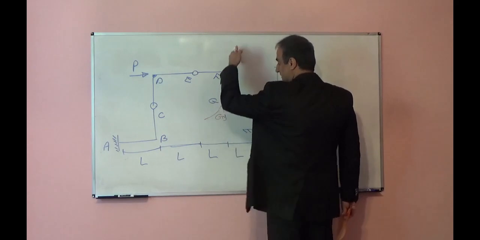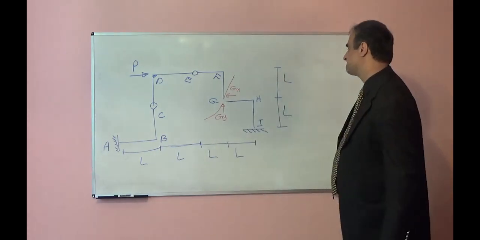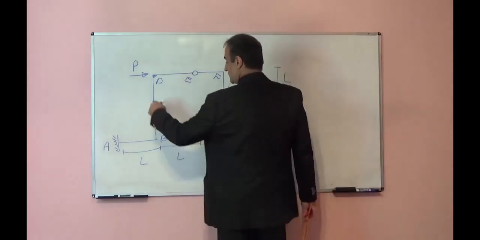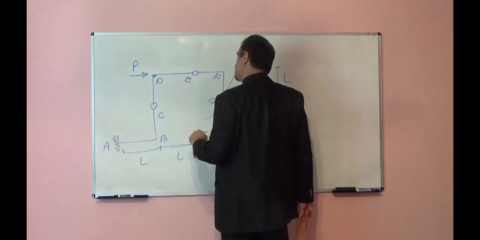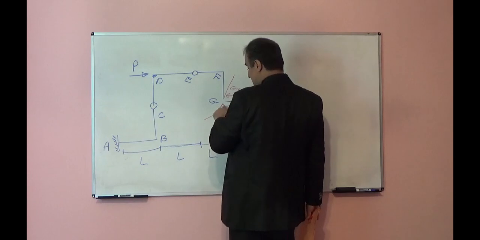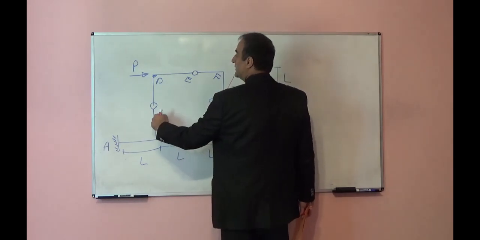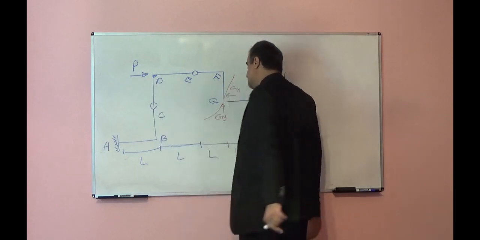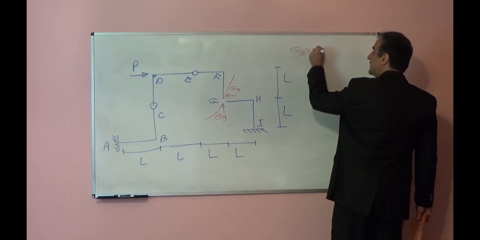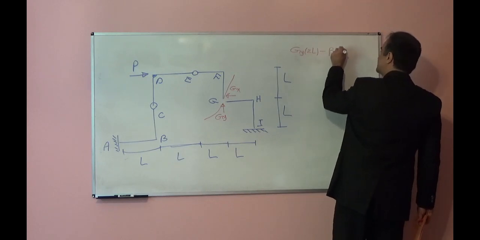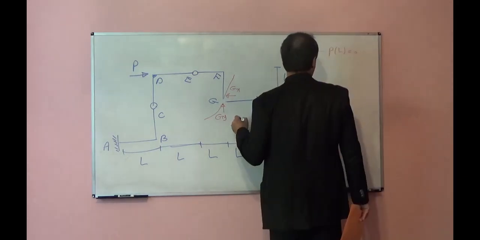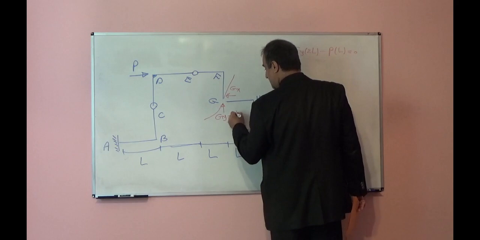If I cut through hinge G and write the summation of moments for this top part with respect to point C, I have Gy times 2L minus P times L equal to 0. From here, Gy will be equal to P over 2.